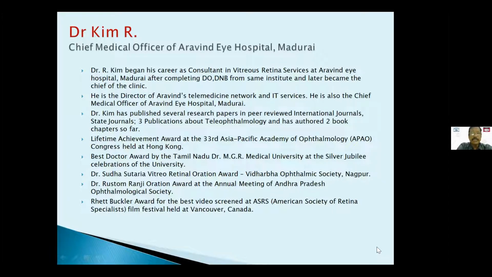He received his Lifetime Achievement Award at the 33rd Asia Pacific Academy of Ophthalmology Congress held at Hong Kong, the Best Doctor Award by Tamil Nadu Dr. MGR Medical University at the Silver Jubilee celebration of the university, the Dr. Sudha Sutaria Vitrectomy Origin Award at the Vidarbha Ophthalmology Society, Nagpur, the Dr. Rustam Ranji Oration Award at the annual meeting of Andhra Pradesh Ophthalmology Society, and also the Rhett Buckler Award for the best video screen at the ASRS Film Festival held at Vancouver, Canada. And so many other awards, there's no need to mention here. His lecture and his presentation will speak about himself more.